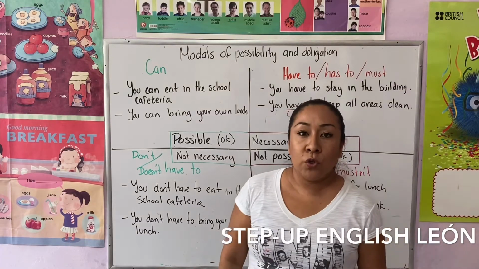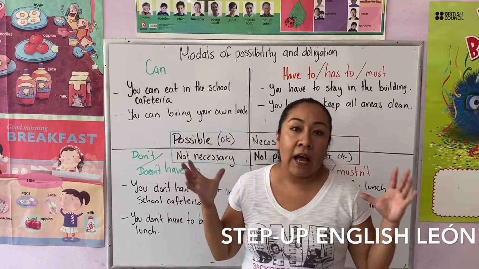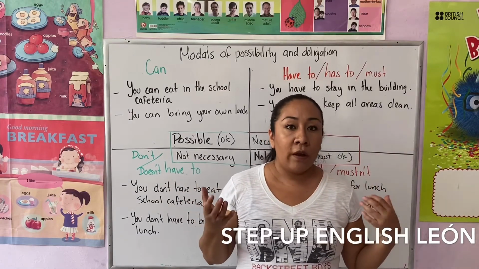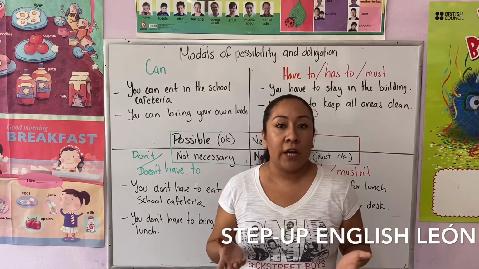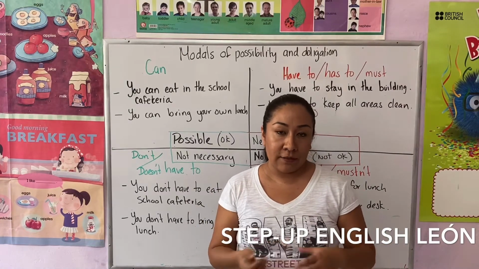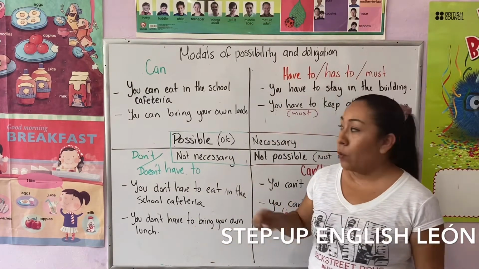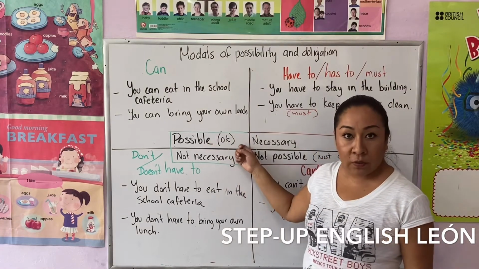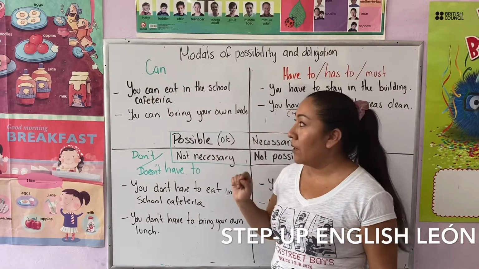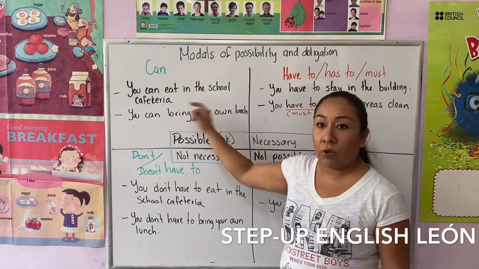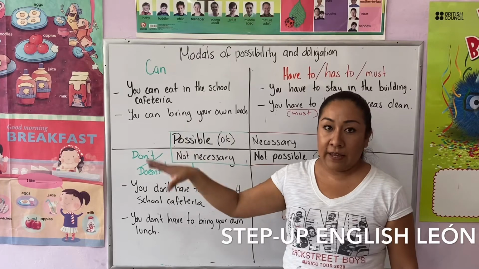Okay, so to give you some examples of this, I imagine myself in a school situation where you have rules about your lunchtime or your eating at school. So what is possible for you to do? Whenever you say that something is possible or is okay or is permitted, we're going to use the modal verb can in the positive. For example, you can eat in the school cafeteria. Yes, the school cafeteria is there, so you can eat there.